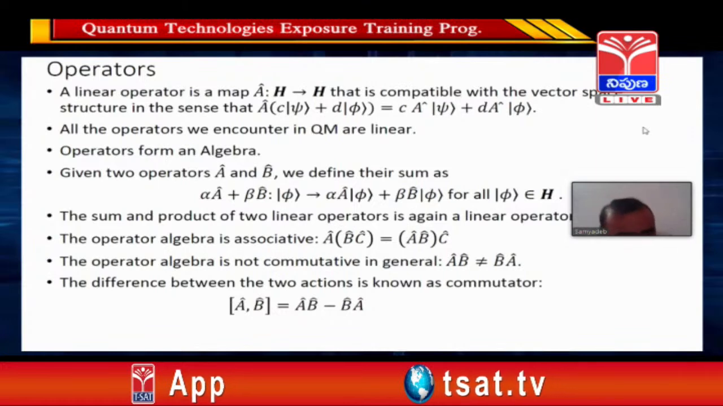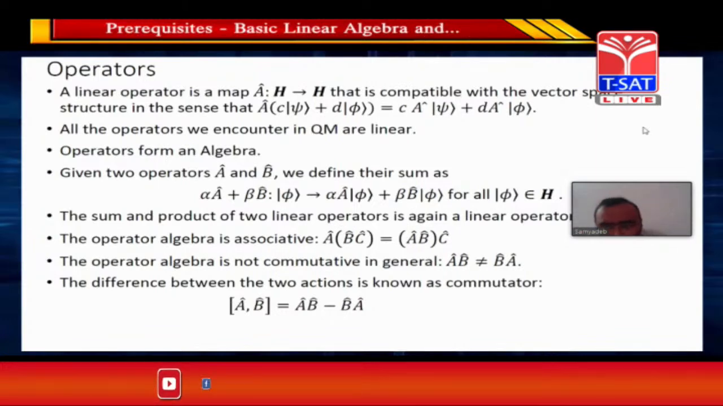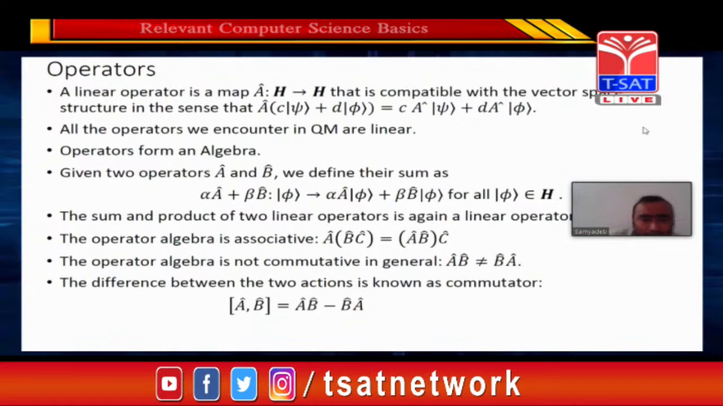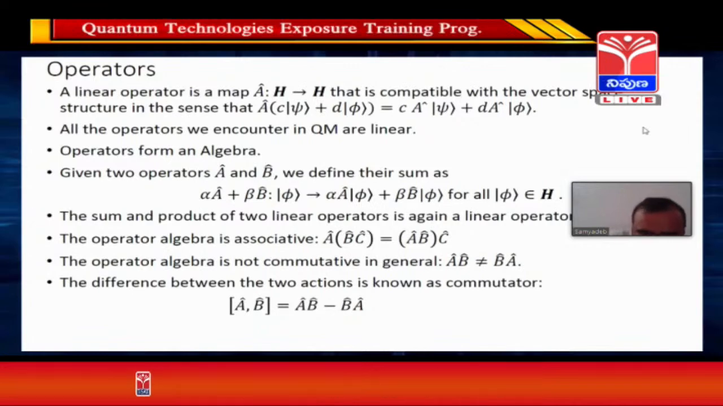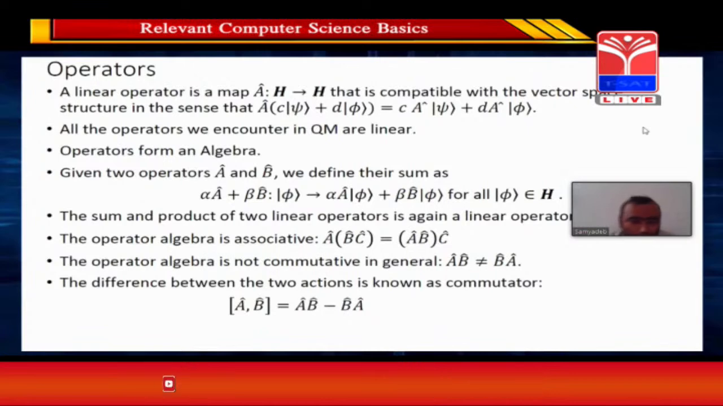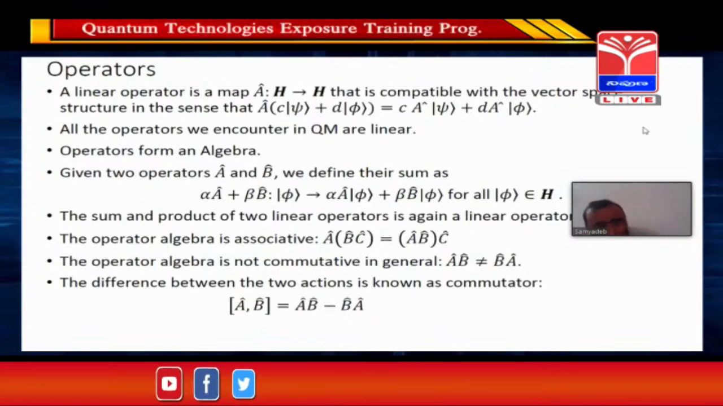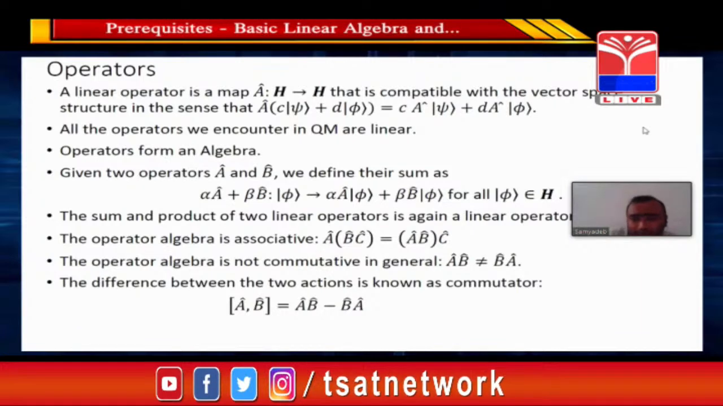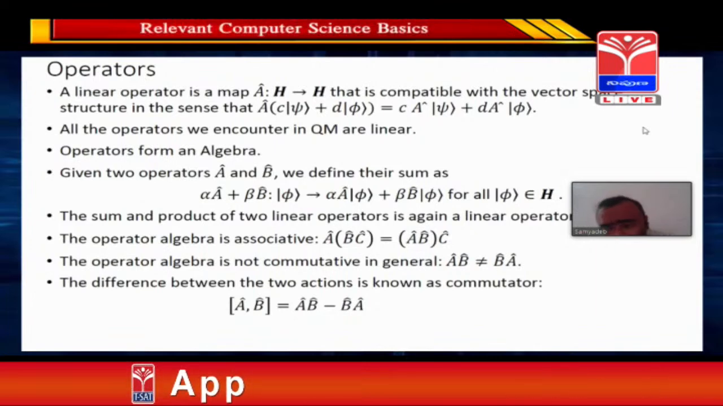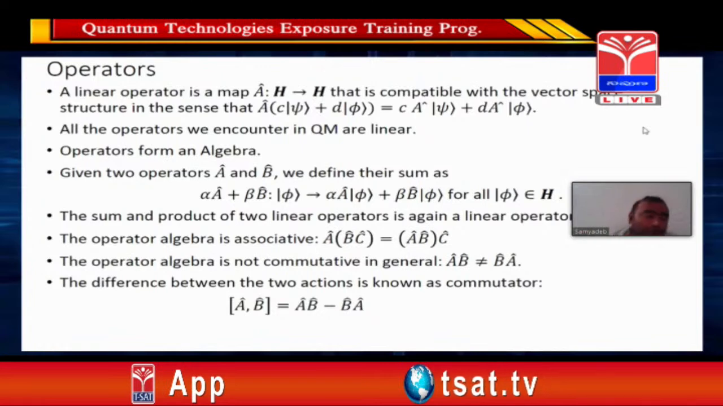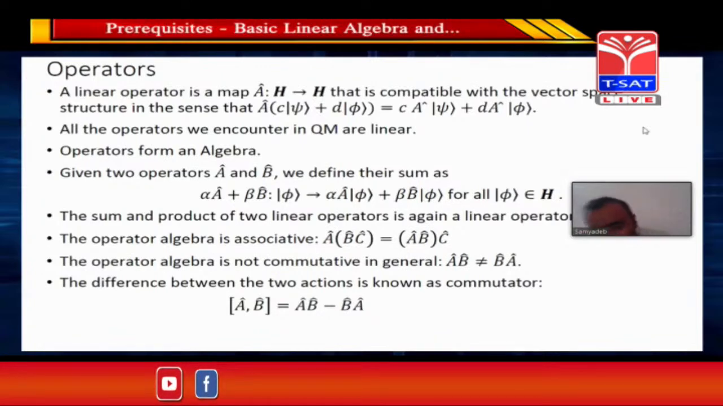Operators form an algebra. Given two operators, A cap and B cap, we define their sum like this. These are the properties of the operators. Alpha A cap plus beta B cap, when it acts on phi, is alpha A cap on phi plus beta B cap on phi, for all phi in a given Hilbert space. So the sum or product of two linear operators is again another linear operator.